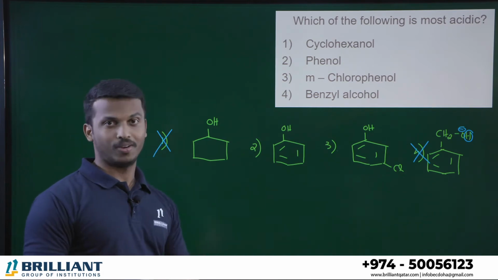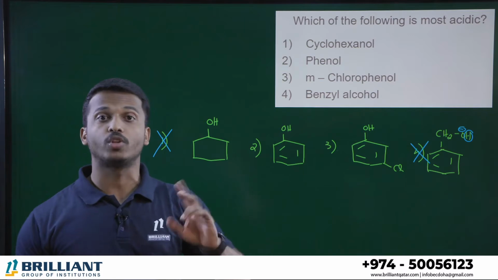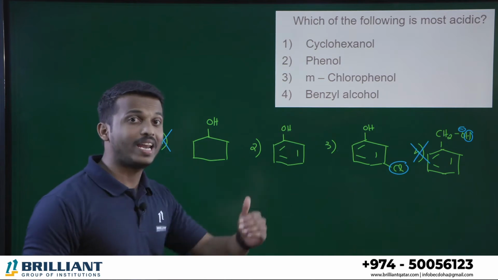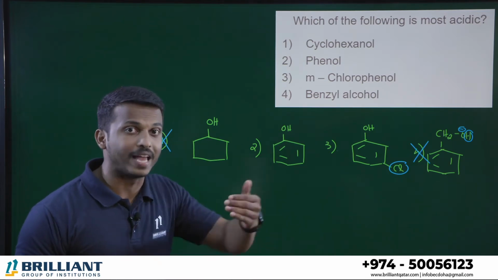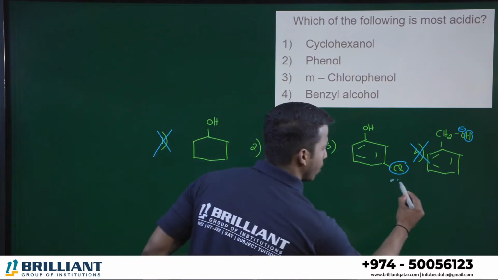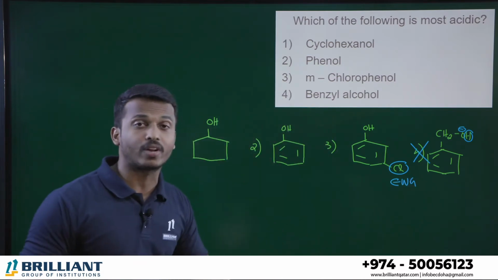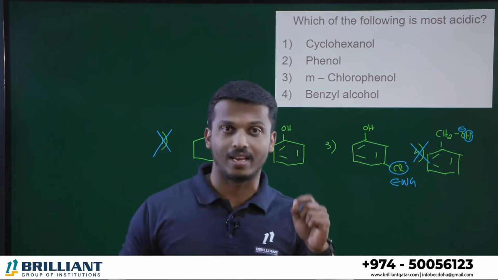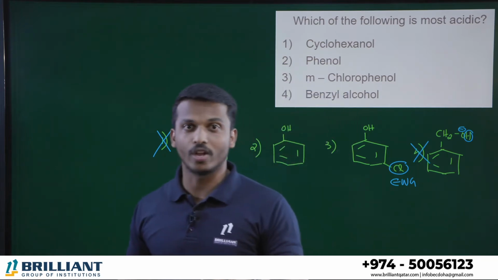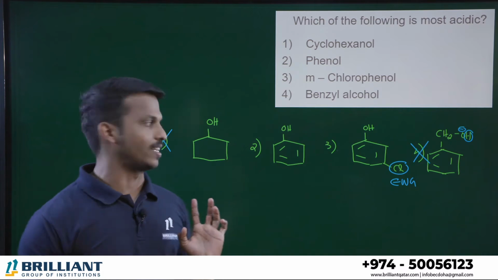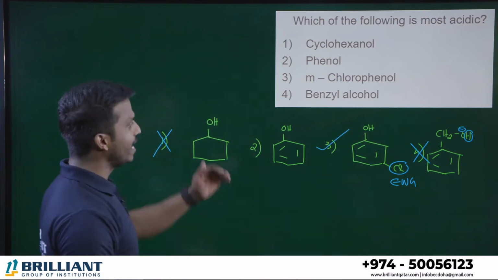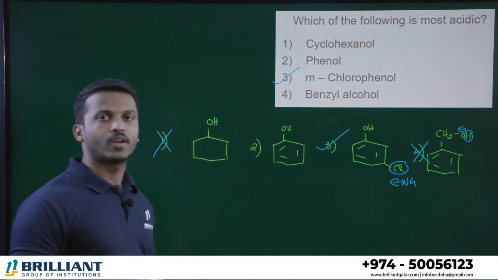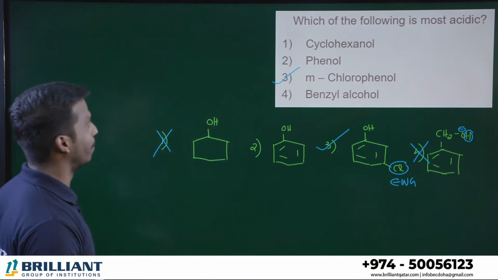Both of them have phenol, right? The second compound and third compound contain phenol. Now what is the only difference? Chlorine is there. Is chlorine an electron donating group or withdrawing group? That is an electron withdrawing group. It has a minus I effect. In the presence of an electron withdrawing group, acidity increases. So your answer is what? Third one. The most acidic is nothing but metachlorophenol. That's the answer. Option number 3.